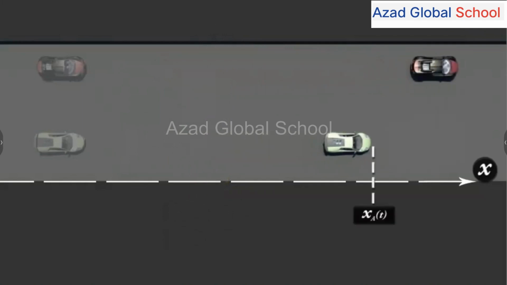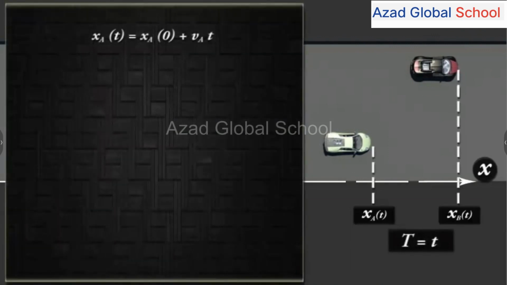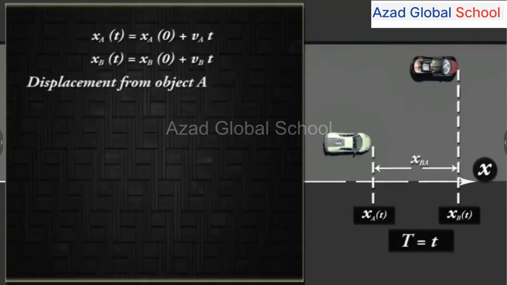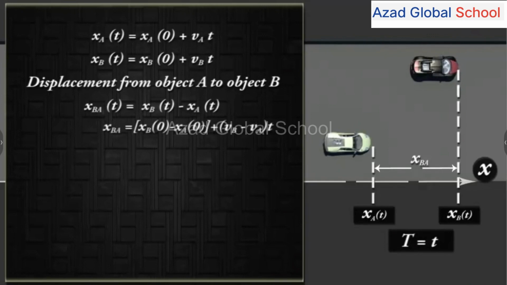their positions xA(t) and xB(t) at time t equals t are given by xA(t) equals xA0 plus VA t, xB(t) equals xB0 plus VB t. Then, the displacement from object A to object B is given by xBA(t) equals xB(t) minus xA(t), so xBA equals xB0 minus xA0 plus (VB minus VA) into t.